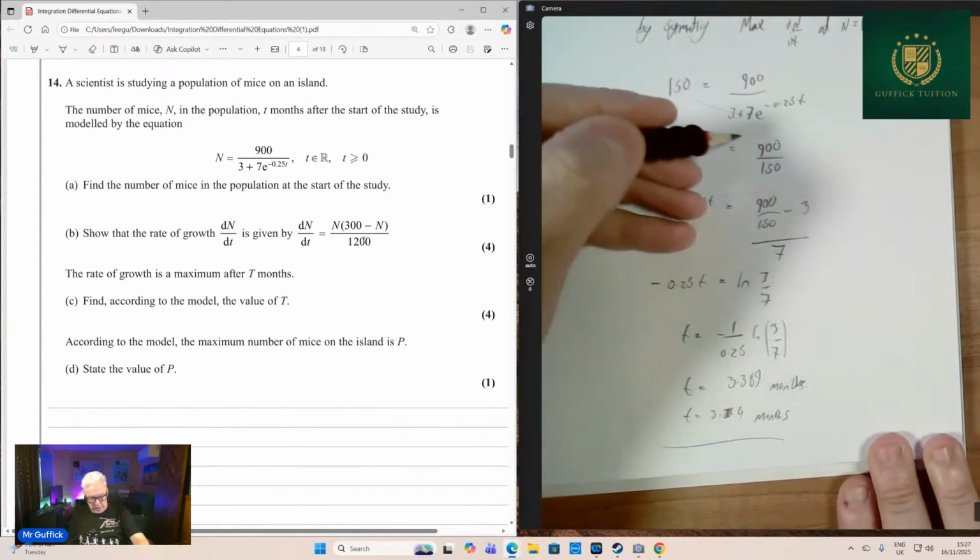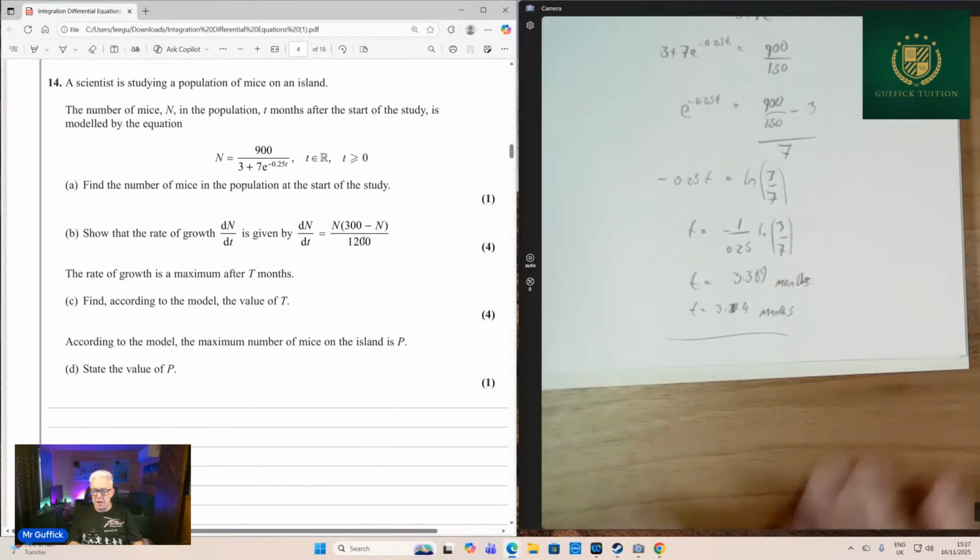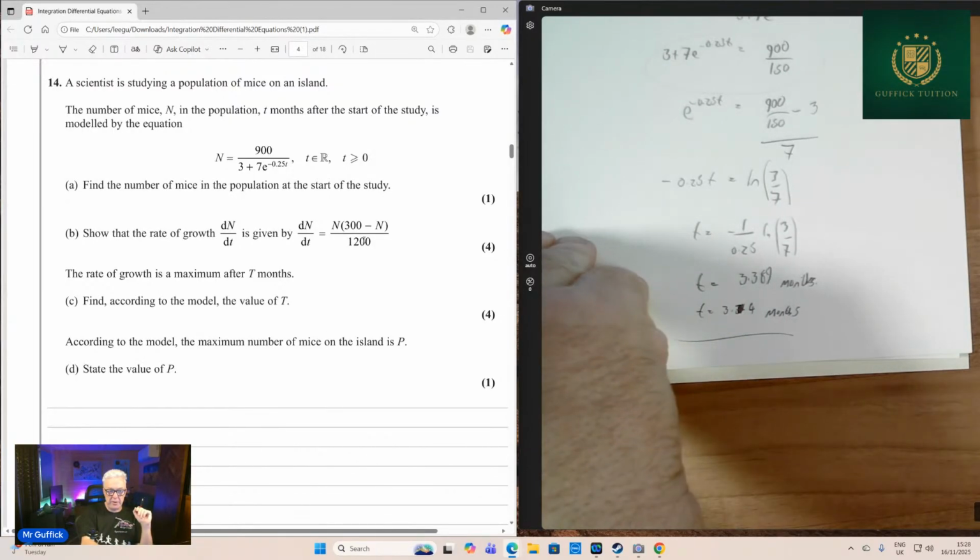So that boils down to be ln of 3 over 7, divide by minus 0.25, put that on my calculator, and that gives me 3.38 months, which I've rounded to 3.4. So the mice are growing most rapidly after 3.4 months, but quite a tricky little bit there, I think.